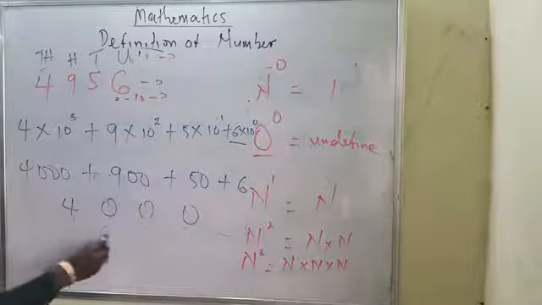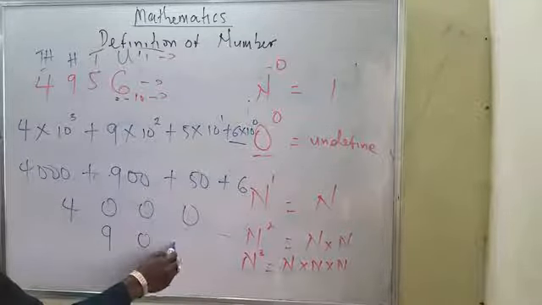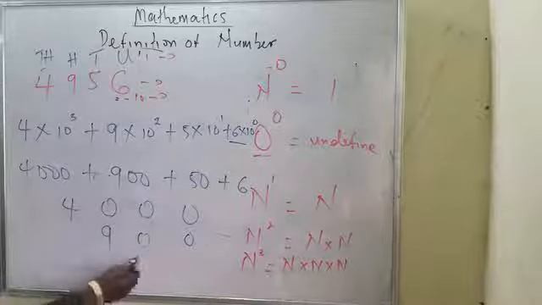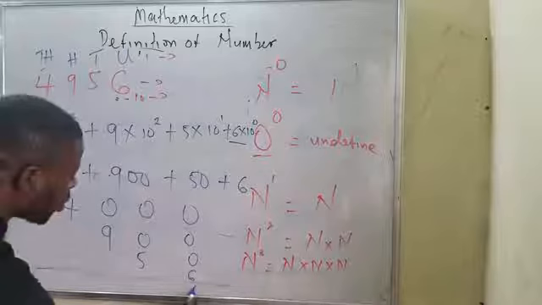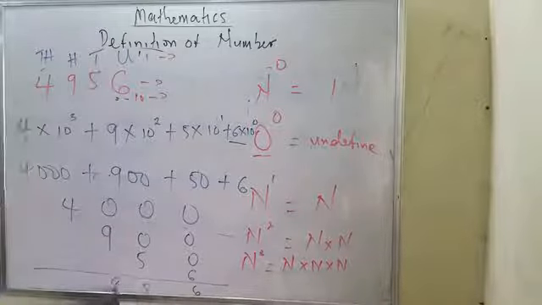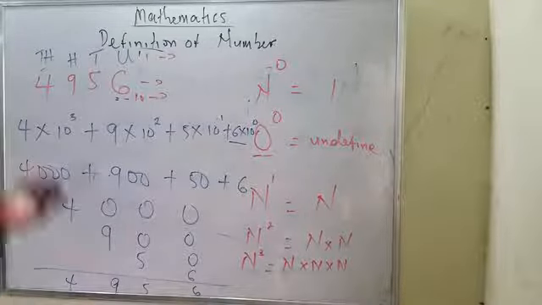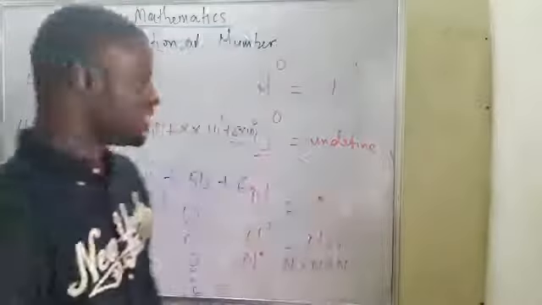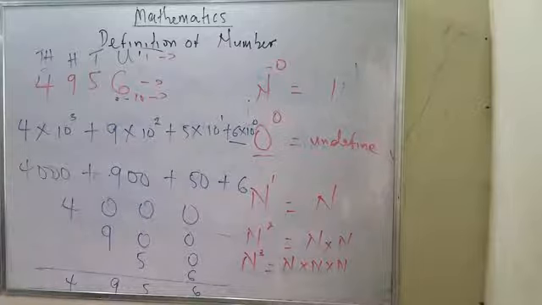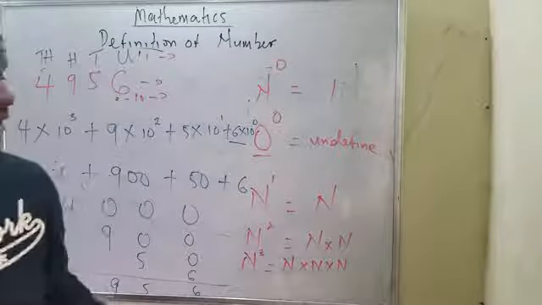4,900, 50 and 6. It will take you back to where you are coming from: 4,956. That is the number system. That is just it. Okay, let me stop here because of time. I have to be careful because our time is not very much. With this, I think you are good to go.